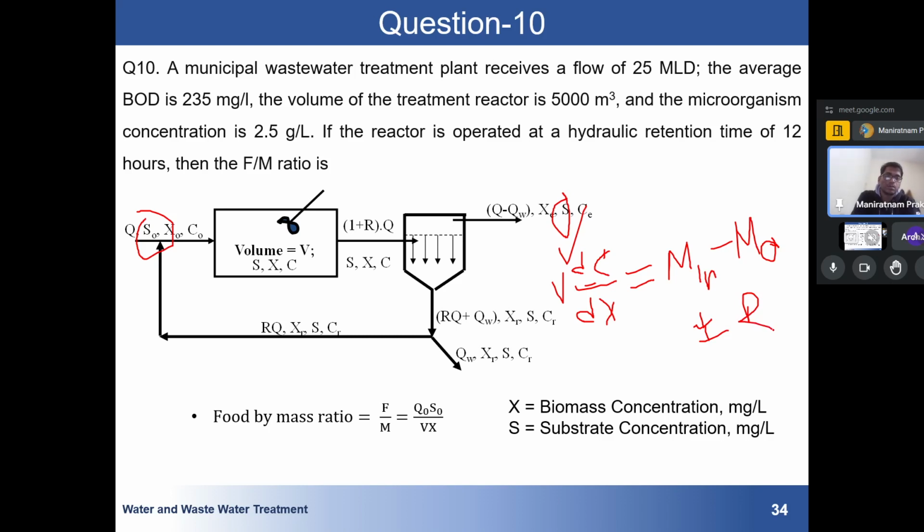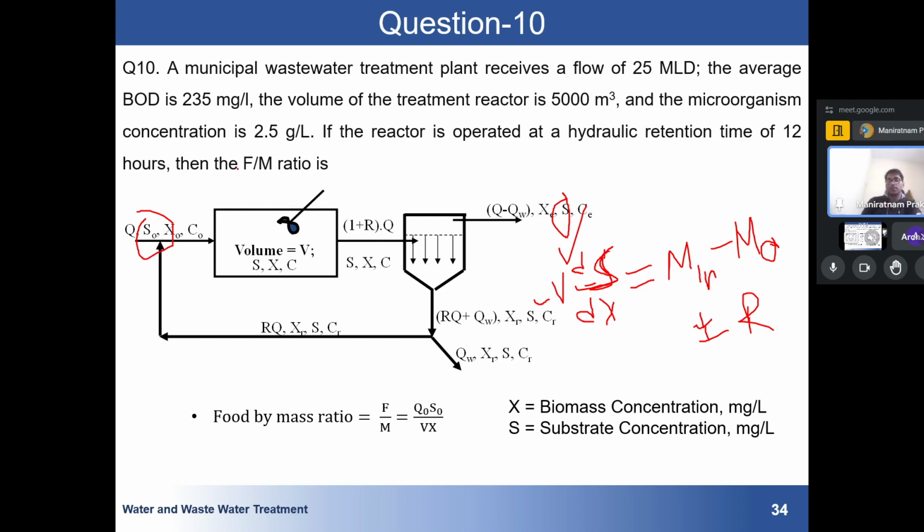Just remember what is happening: in this control volume, the concentration or BOD is decreasing. So it will be a minus sign here. Some mass is coming in. How much mass is coming? Q into S naught. And how much mass is going out? Q minus Qw into S. This much mass is going out. Remember, instead of C, I will be writing S. The concentration of this BOD is decreasing with time.